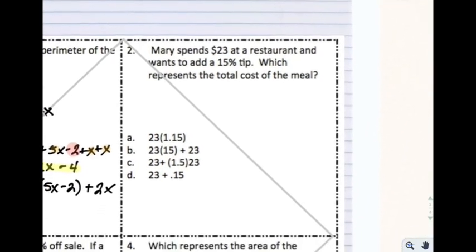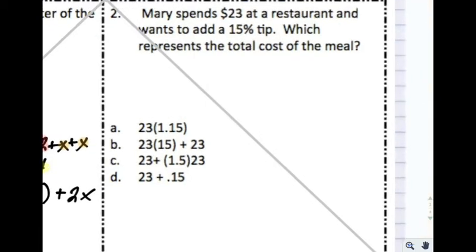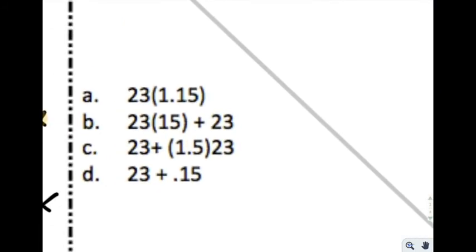Number 2 says Mary spends $23 at a restaurant and wants to add a 15% tip. Which represents the total cost of the meal? So if we went through progressively in the multiple choice options, we could think to ourselves 23 times 1.15. Well, 1.15 would be 15 hundredths, which is in fact 15%.